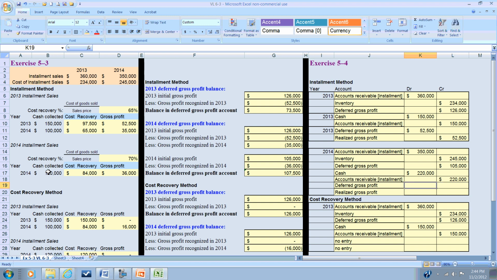The deferred gross profit under the installment method will be the realized gross profit of $35,000 related to the 2013 installments and $36,000 that we recognized for the 2014.